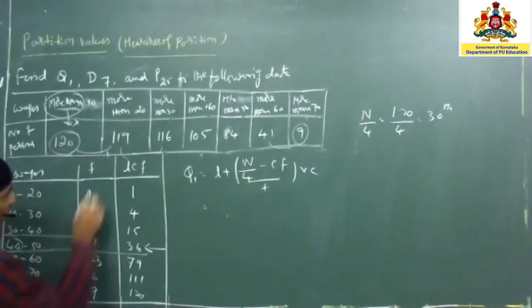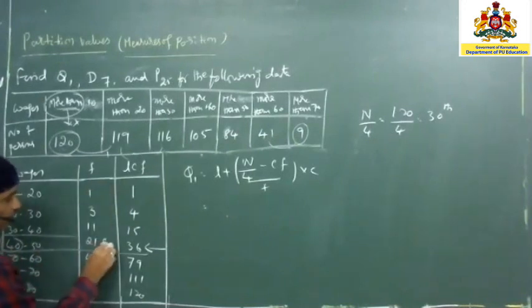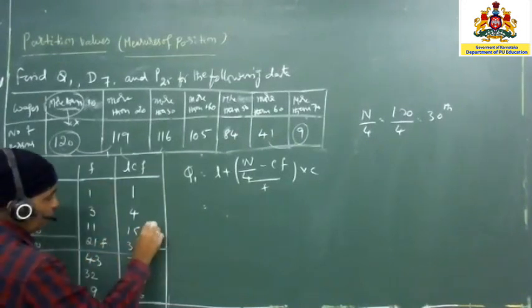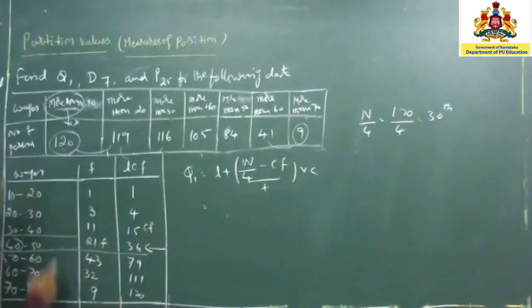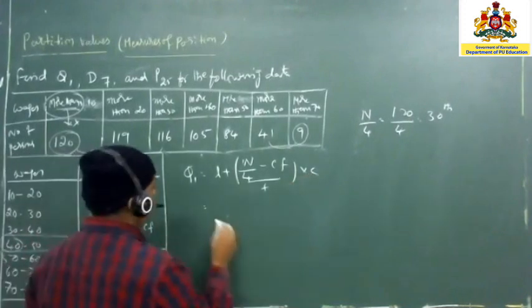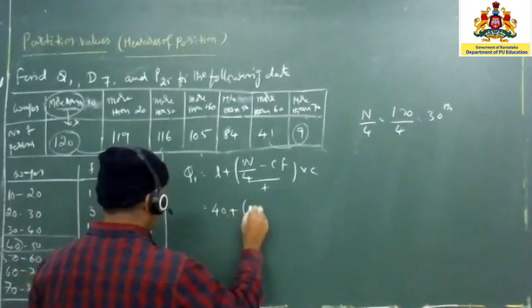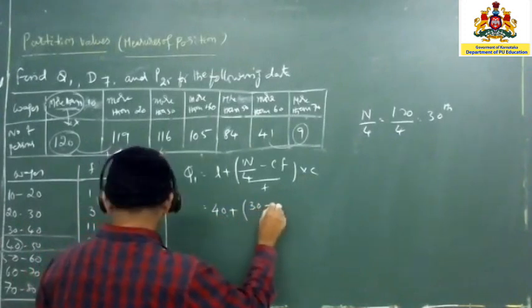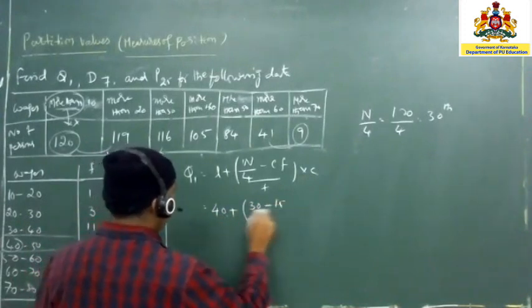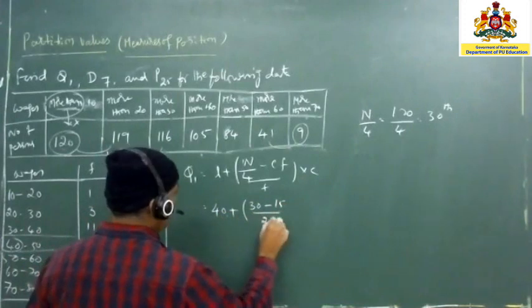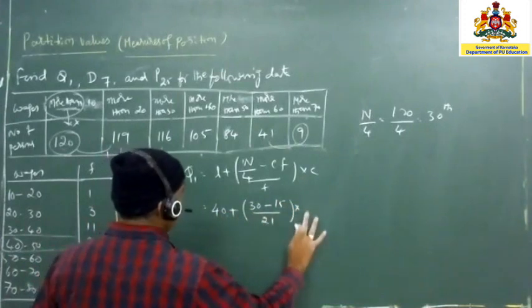In the same line, under the F, is going to be 21. In the same line, the value above is going to be CF. And the class difference is 50 minus 40, which is 10. The 10 is nothing but your C, that is the class interval. So now I am going to write it as 40 plus (n by 4, that is 30, minus CF, which is 15) divided by F, which is 21, into 10.